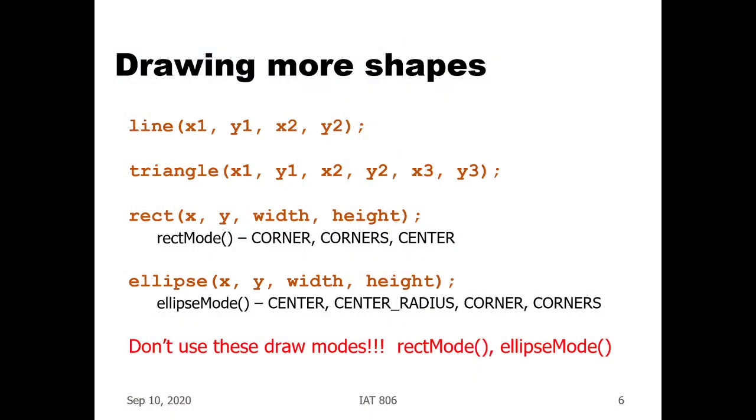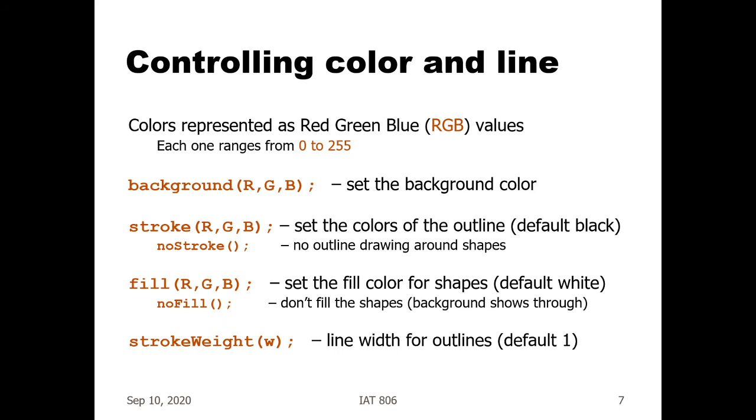So if we go back to the slides, you can see that that's the list of calls that we've introduced so far. But we haven't shown yet how to adjust the color of any of these things. So let's do that now. When you're controlling color and line, there are a number of things that you can control the color of. The first thing listed here is the background color. By default, the background is this mid-level gray.